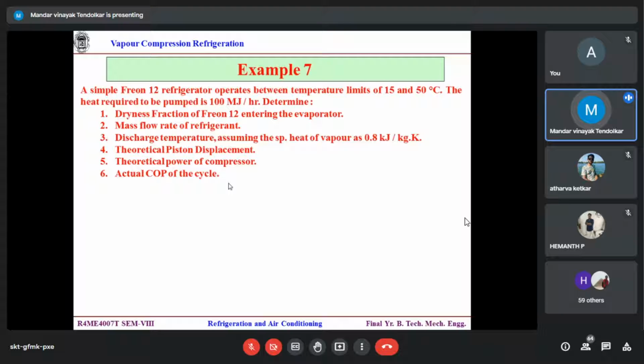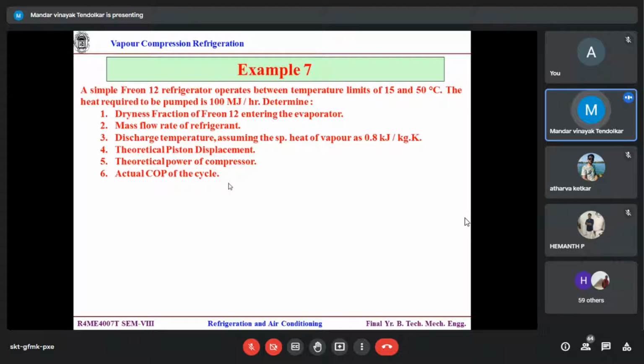A simple Freon 12 refrigerator, same F12 chart or R12 chart, operates. In the earlier days it was called Freon, so we say F12. Now we call it refrigerant 12, so we call it R12. They are one and the same. In the old books you may find F12; in the latest books you will find R12. Fine. A simple F12 refrigerator operates between the temperature limits of 15 and 50 degrees Celsius.